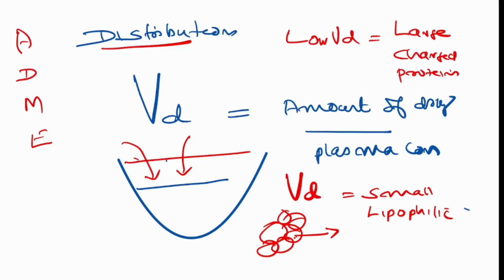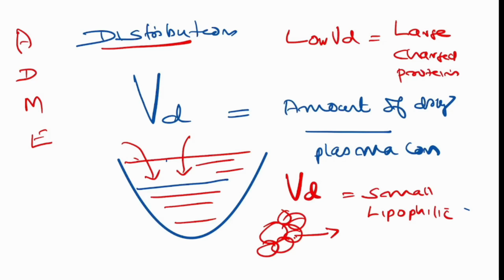So regarding distribution, you should know the volume of distribution. Volume of distribution is the amount of drug in body divided by plasma concentration. With a high volume of distribution, the concentration of the drug in plasma will be low. Just remember the example of the bucket filled with a large quantity of fluid.